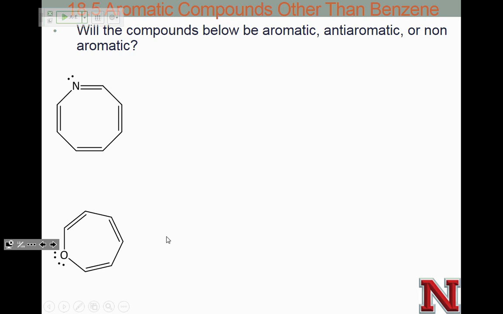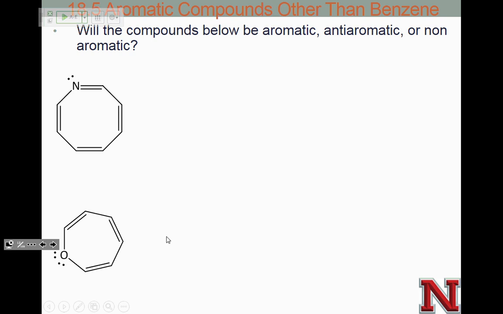So let's look at these. Assuming both of these are planar, because it's hard to predict whether something is going to have the ability to bend out of plane or not if it's anti-aromatic. Though typically, if a compound can bend out of plane to not be anti-aromatic, it will. But it's going to be hard for you to predict that ability. So assuming that they're planar, let's figure out if these two compounds are anti-aromatic or aromatic.